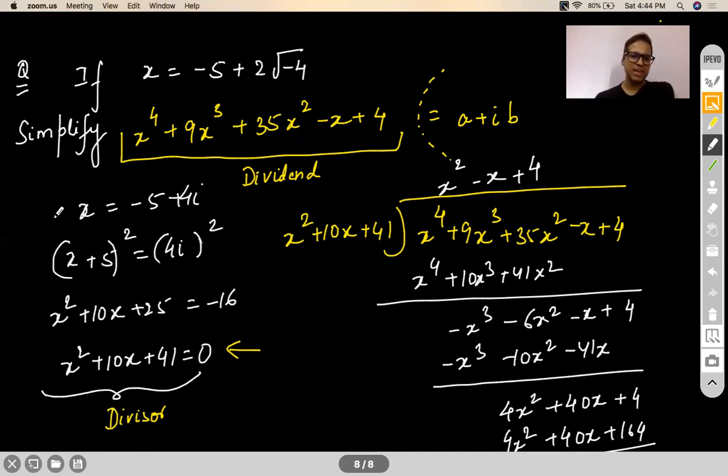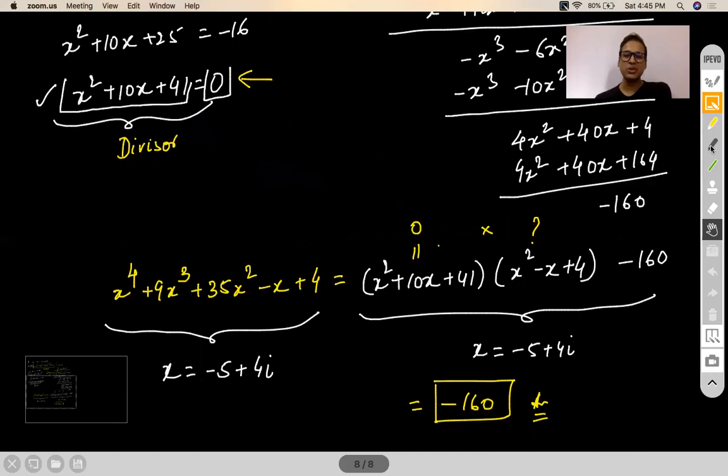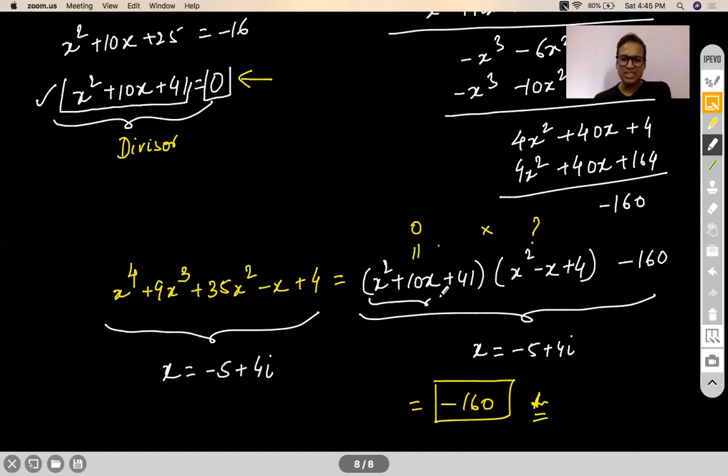So this term, I wrote it like this. And finally, I realized that when you put minus 5 plus 4i into this, you'll end up getting a 0 as the answer. So what I did was I wrote my dividend, which is this term, as this times quotient plus the remainder. Okay. Why did I do it like that? It is because I know that this guy is going to give me a zero. So whatever is the quotient, I don't care.